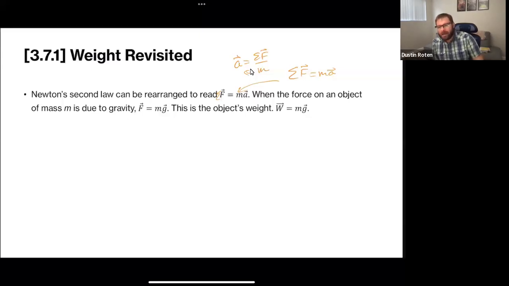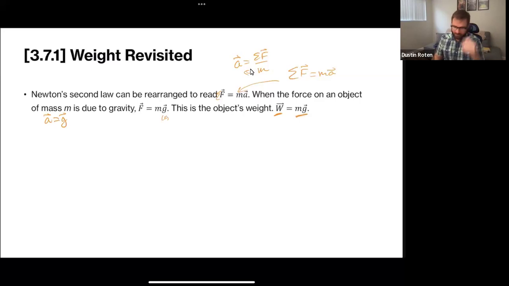So why is this helpful? That is a good question. When the force on an object of mass m is due to gravity, so when the only force acting on your object is gravity, we know that acceleration would equal gravity, right? So instead of F equals ma, we could write it as F equals mg. Now, that's how we calculate our weight. You can calculate anybody's weight if you know their mass and you multiply by gravity on Earth.